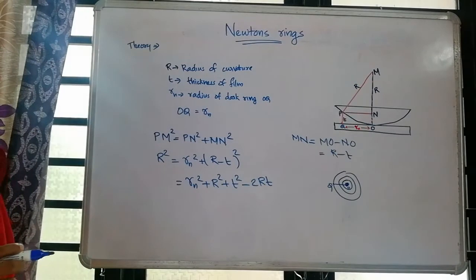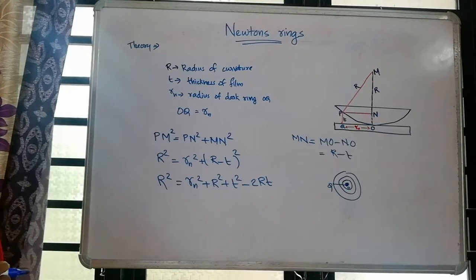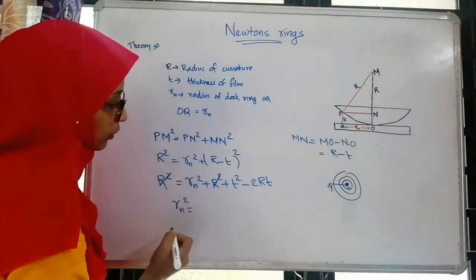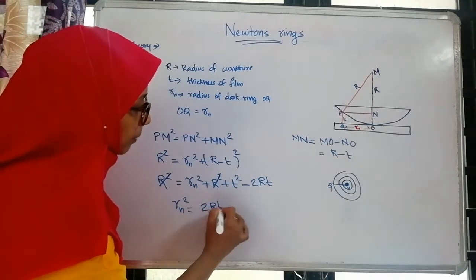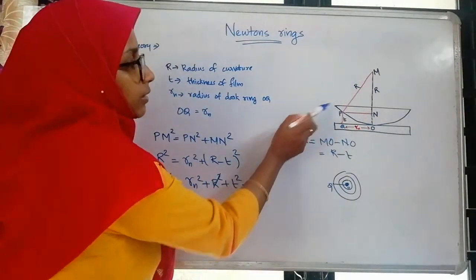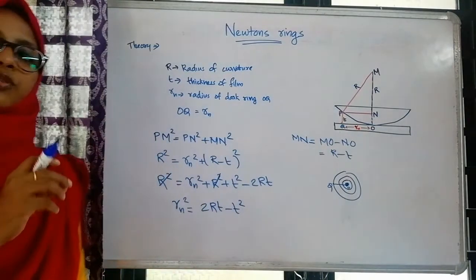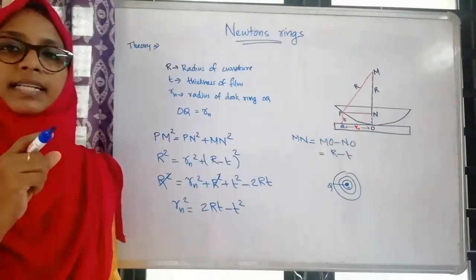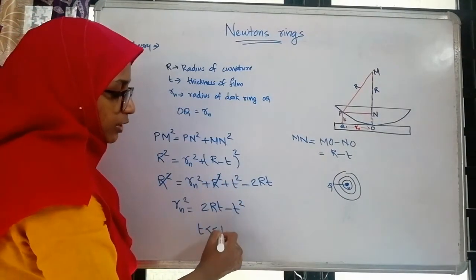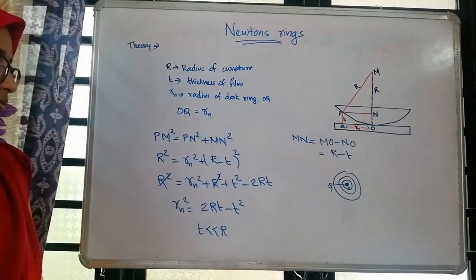Okay, that is R square is equal to Rn square plus R square plus T square minus 2RT. From cancelling these two terms, we can write it as Rn square is equal to 2RT minus T square. And we know this is already the biggest thickness, that is T, but actually it is a very minute thickness, the air film that we have. So the T will be very much less than the radius of curvature of the planoconvex lens.